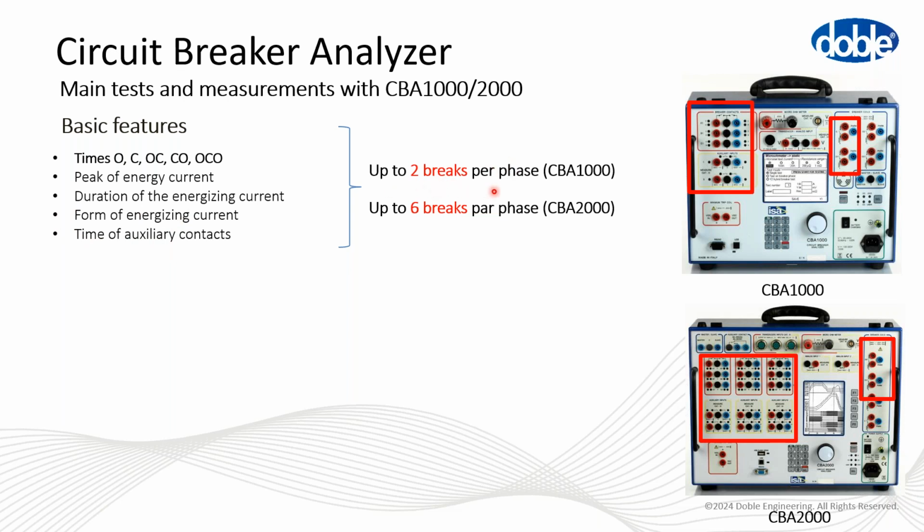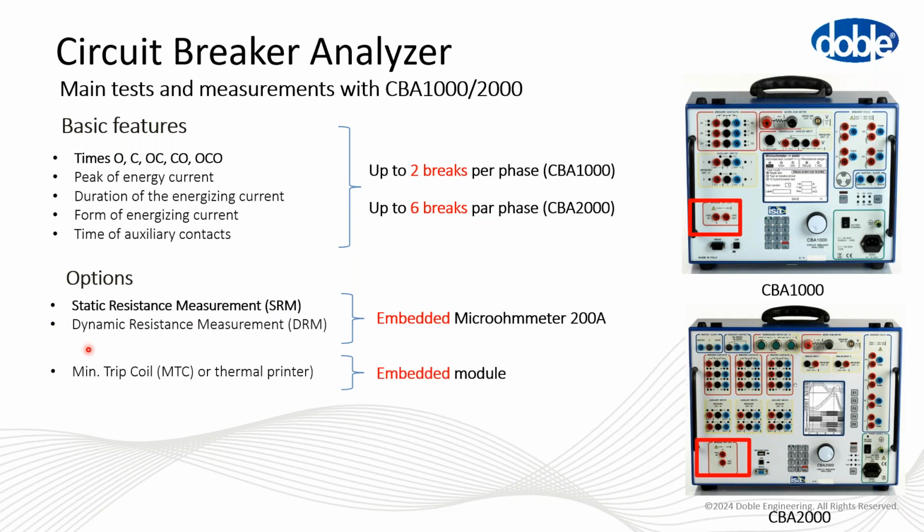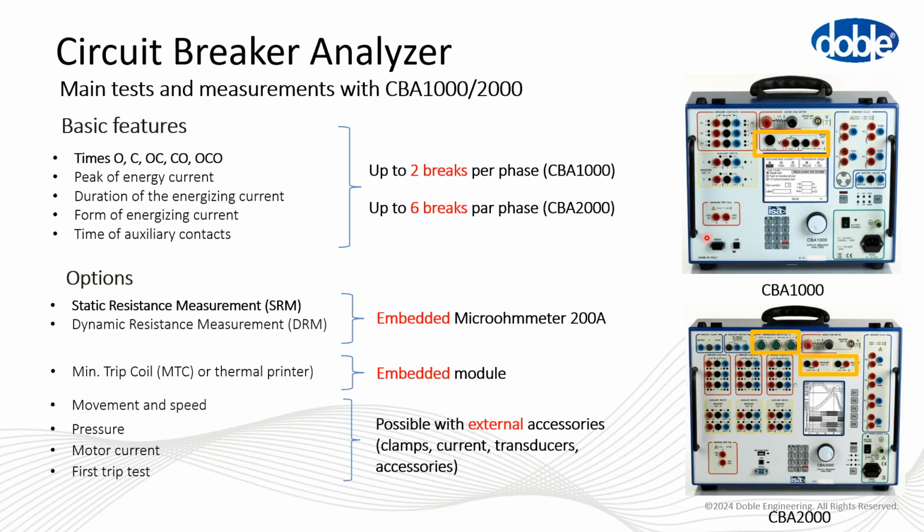As we saw, you can test up to 2 breaks per phase with CBA 1000 and up to 6 breaks per phase with the 2000. It is one of the main differences between them. Optionally, you can buy the current generator up to 200 amps that allows the static resistance measurement and the dynamic one, and a minimum trip coil or thermal printer. So you have the possibility to choose between one or the other. And also the possibility to use external accessories like a pressure transducer, travel transducer, clamps, and so on. As we said before, we have a new feature that is the possibility to test the both sides grounded condition with external clamps.